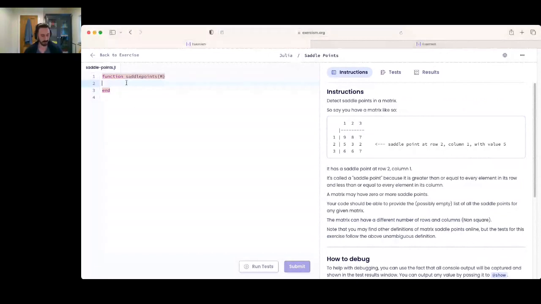Right, so saddle points. Let's have a look at this. So, instructions: detect a saddle point in a matrix. So we say you have a matrix.